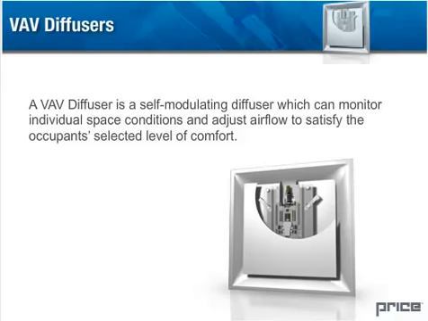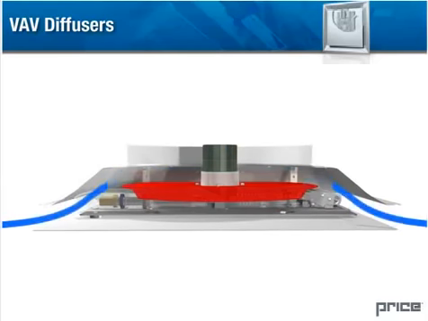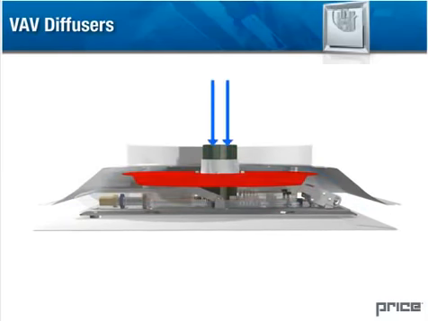The unique design of the Price VAV diffuser moves an integral damper to vary airflow while maintaining outlet velocities and excellent throw characteristics.